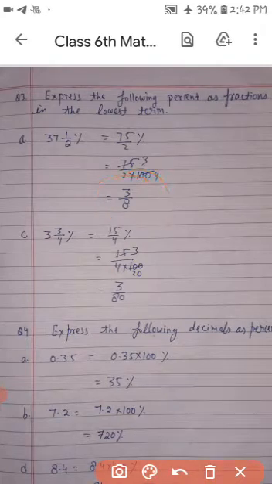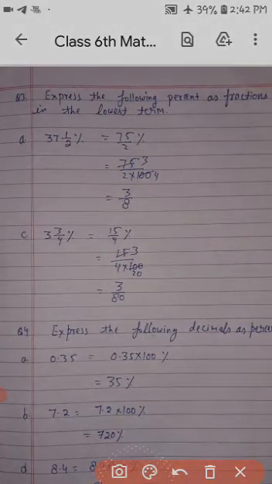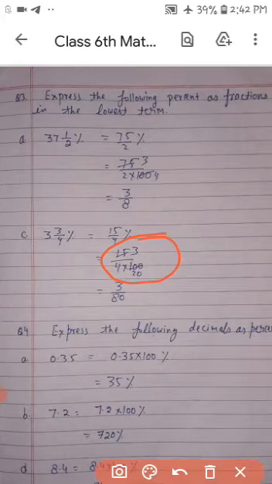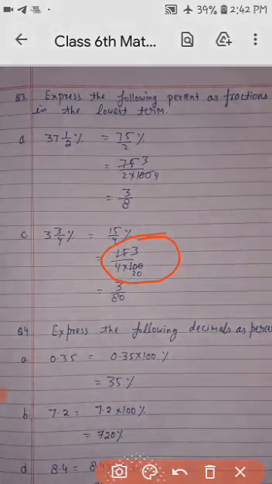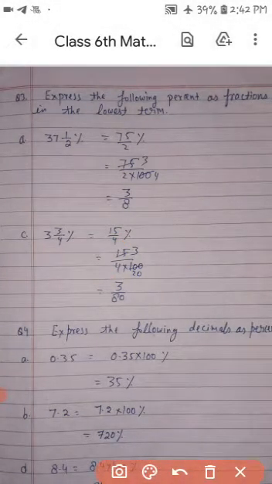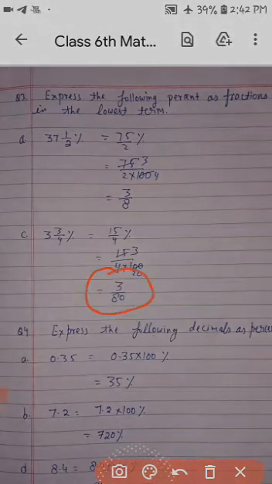Next part C, 3 and a whole number 3 upon 4. Now here it comes to 15 upon 4%. First of all, cancel out the table of 5: 5 threes are 15, 5 fours are 20. Now 4 twenties are 80. Answer comes to 3 upon 80.